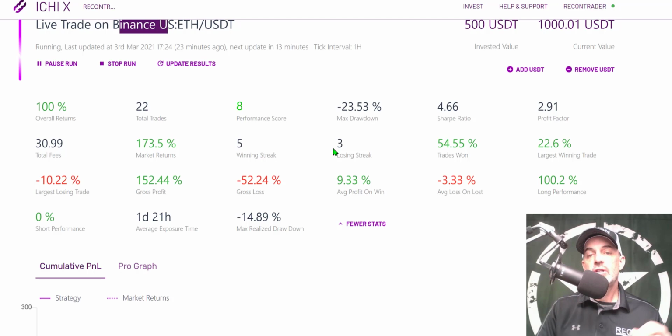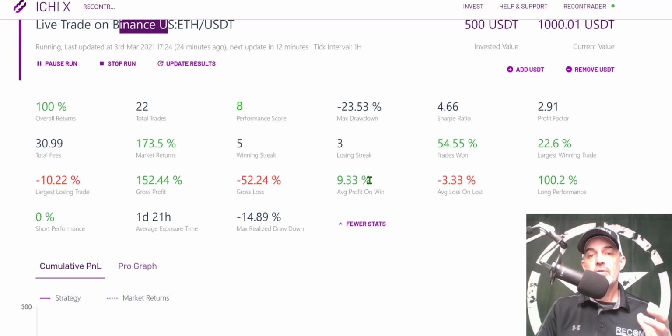Now, my winning streak has been 5 over the 3-month period. My losing streak is 3 over that 3-month period. My trades won just over 50%. My largest winning trade is 22% versus my largest losing trade is 10%. And that 10% losing trade was when the market absolutely tanked back in February, just a few weeks ago.